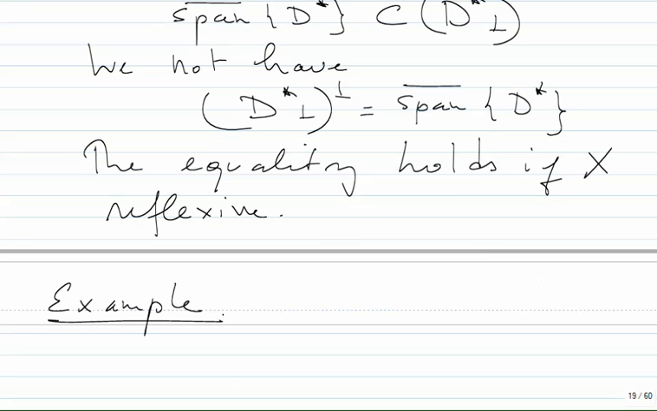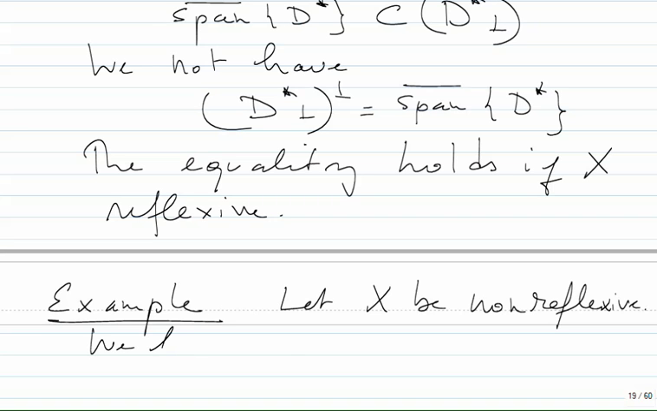Let X be non-reflexive. So we can take C0, we can take L1. Well, we have seen the examples of dual spaces, that these spaces are not reflexive. Now look at X as a subset of X double star. So we have X is a subset of X double star and X double star different from X.